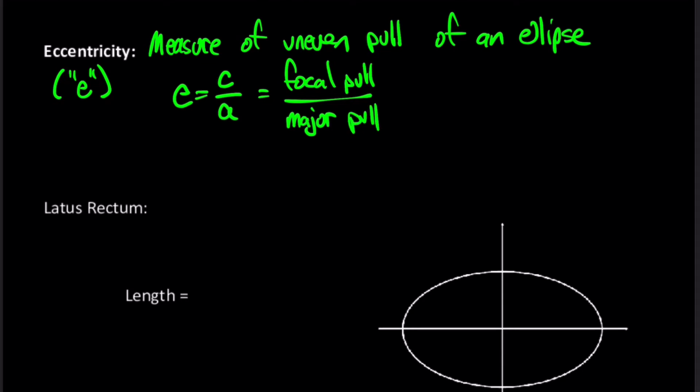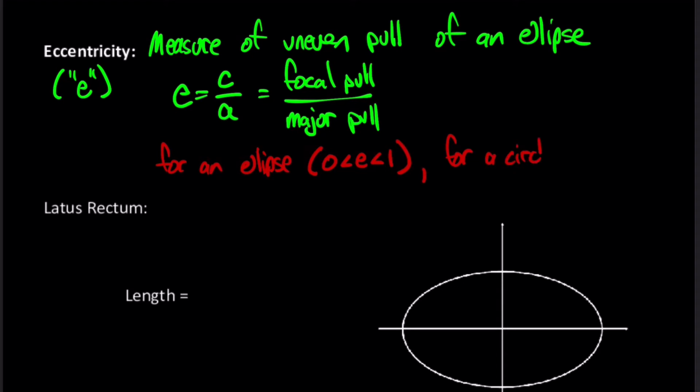Now, for an ellipse, eccentricity is always between 0 and 1. And we didn't mention this before, but for a circle, eccentricity equals 0. So the closer your eccentricity is to 0, the more round or circular the ellipse is. The closer it is to 1, the more oblong or oval it is.